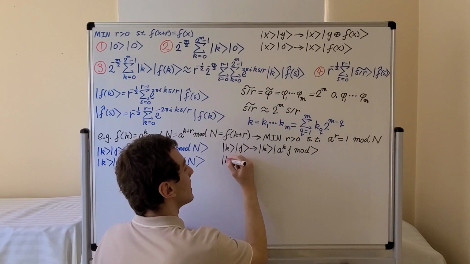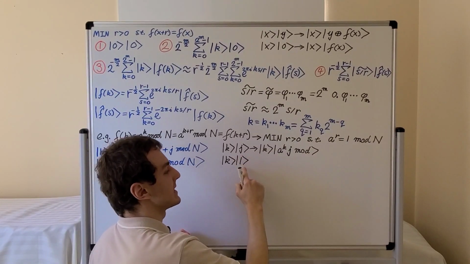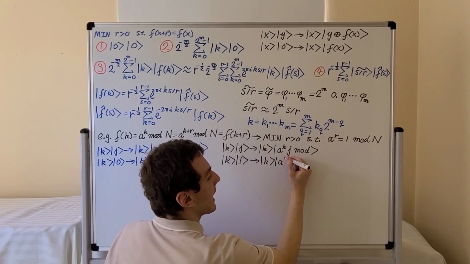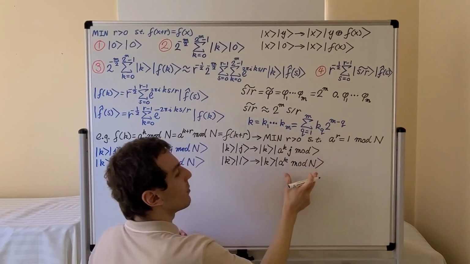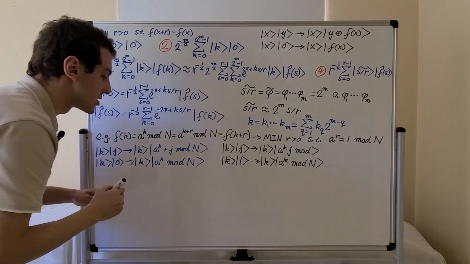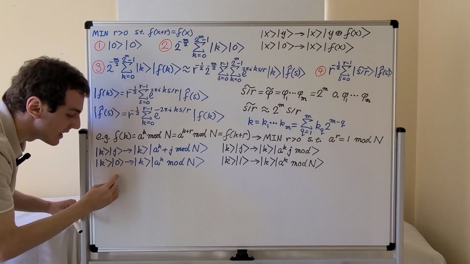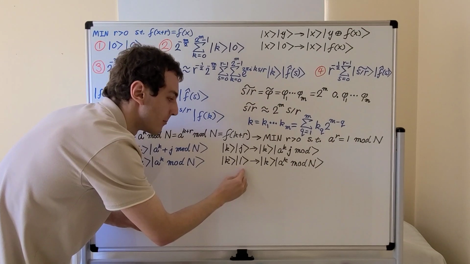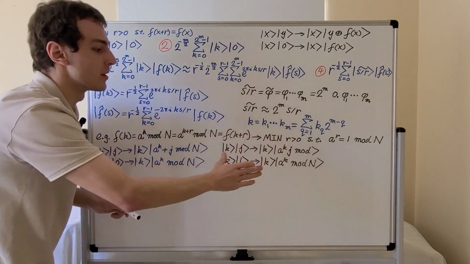And then if we set j equal to 1 in this, so the second register is initialized in the state 1, that's going to get mapped to k, and then we will have a to the k mod n. So we end up with the exact same state, but we started off with a different initialization procedure. Over here we initialized the second register in the state 0, and over here we initialized the second register in the state 1. And it's because the black box procedure is defined slightly differently.